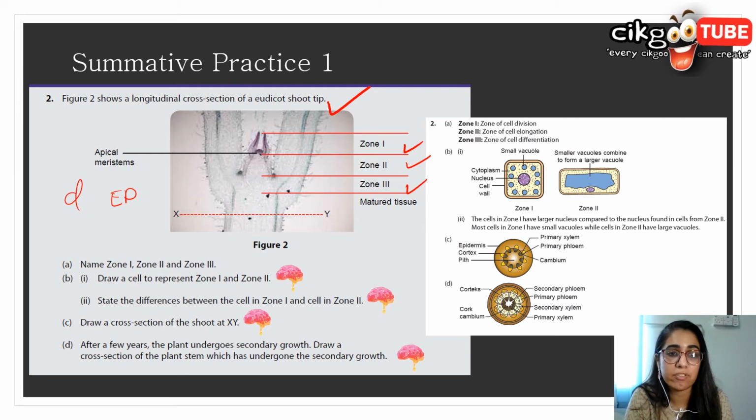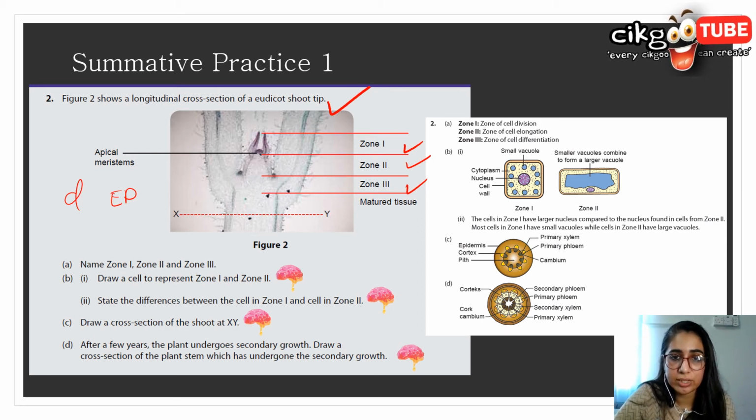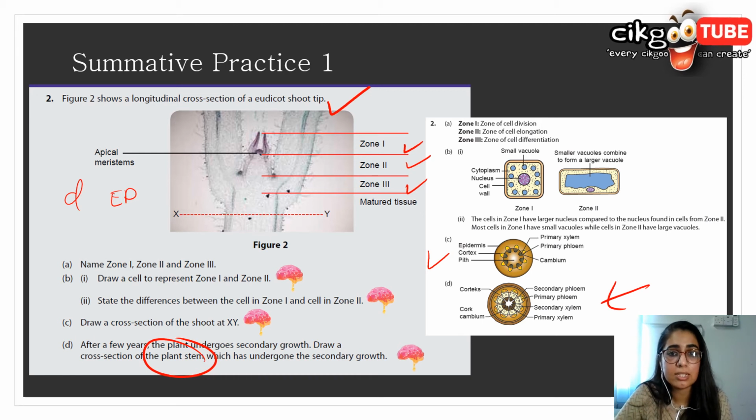Now, cross-section of shoot at XY. So we cut it there. So what we get is this one. This is a stem. If you look at this picture, this is the one we get. And the question says, cross-section of plant stem which undergoes secondary growth. They want the plant stem. So again, drawing the stem. This is for primary growth. This is after secondary growth. That means you have the secondary xylem and also secondary phloem.